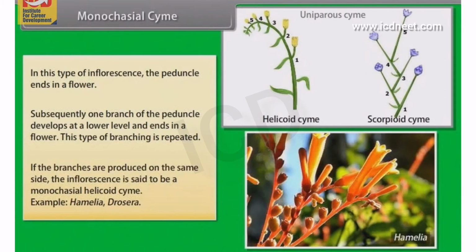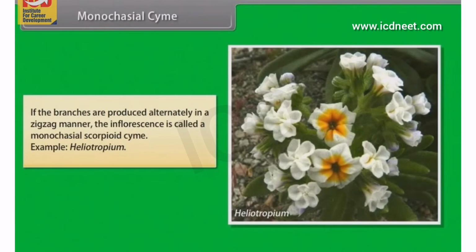If the branches are produced on the same side, the inflorescence is said to be a monochasial helicoid cyme. Example, Hamelia, Drosera. If the branches are produced alternately in a zigzag manner, the inflorescence is called a monochasial scorpioid cyme. Example, Heliotropium.